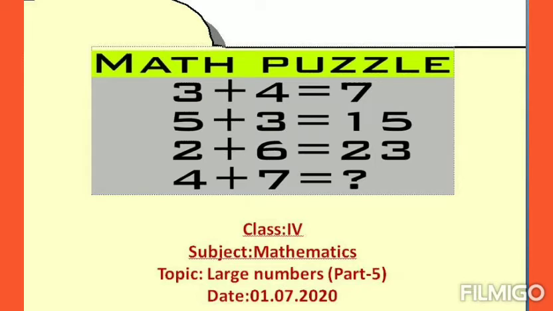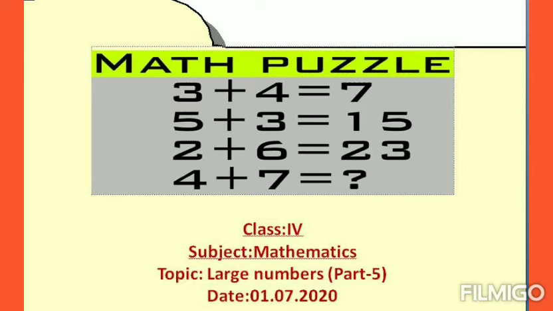Okay. Next one, 2 plus 6 equal to, what will be the answer? 8. But they have written 23. Okay. Let's think what is the pattern. Here I found the pattern. I will explain what is the pattern followed here.